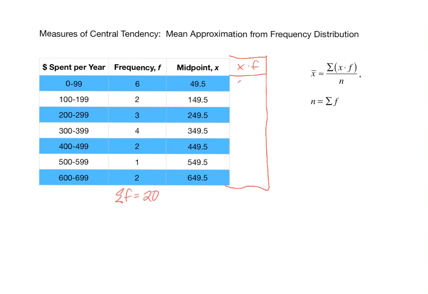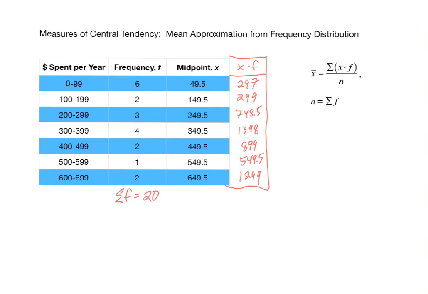And the first product is 297. 6 times 49.5 is 297. And the next one is 299. The next is 748.5. The next is 1,398. The next is 899. 549.5 is the next, because 1 times 549.5 is just 549.5. And the final one is 1,299. So we just did the computation of all the x's times the corresponding f's.